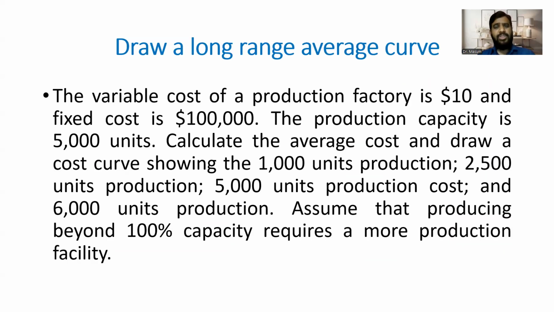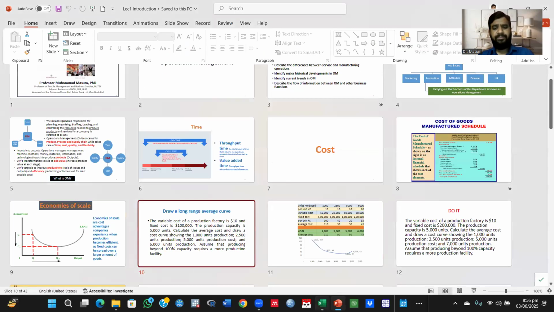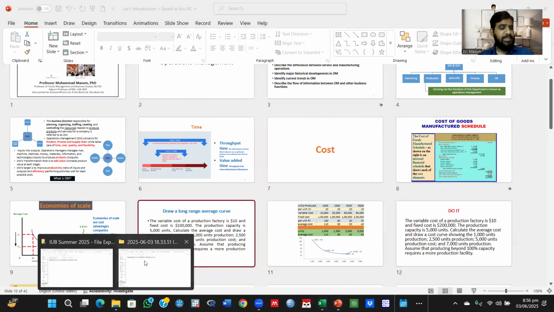All right. So you can calculate the average cost and draw a cost curve showing 1,000 units production, 2,500 units production, 5,000 units production, and 6,000 units production cost. Assume that producing beyond 100% capacity requires a more production facility. Say for an example, maybe the example is given here.